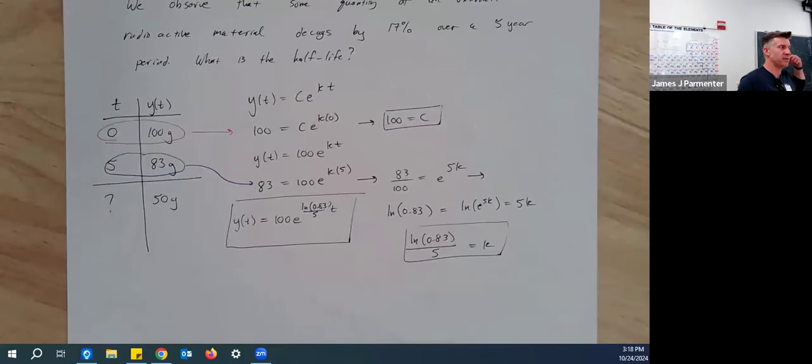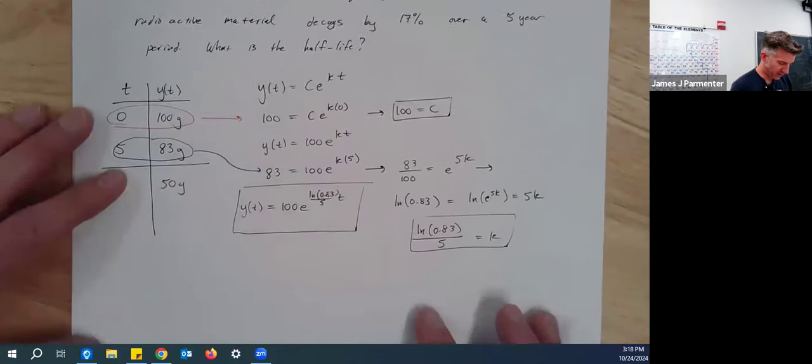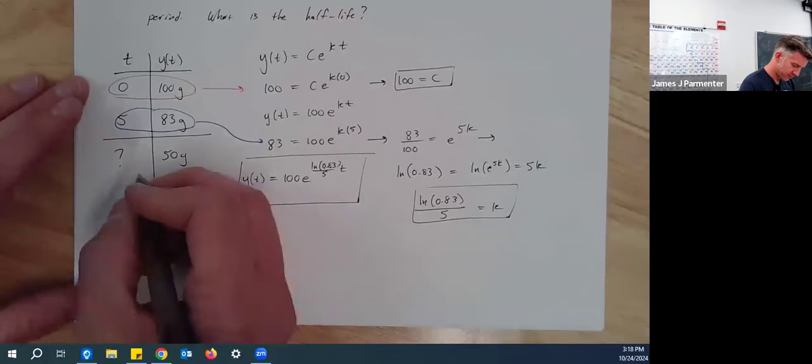Now we're going to solve the question that's being asked, meaning I want to know how long it takes to get to half of what I started with. I started with 100, so I want to know how long it takes to get to 50. So we're going to plug in 50 for y and solve for t.